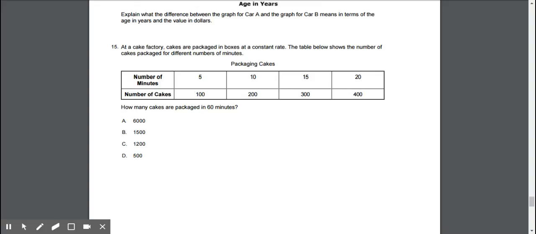Question 15. At a cake factory, cakes are packaged in boxes at a constant rate. The table below shows the number of cakes packaged for different numbers of minutes. How many cakes are packaged in 60 minutes? A, 6,000, B, 1,500, C, 1,200, D, 500.